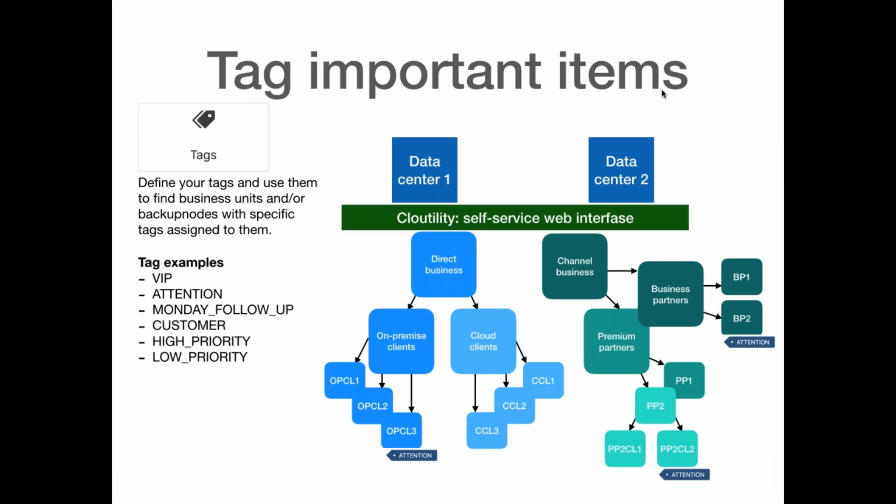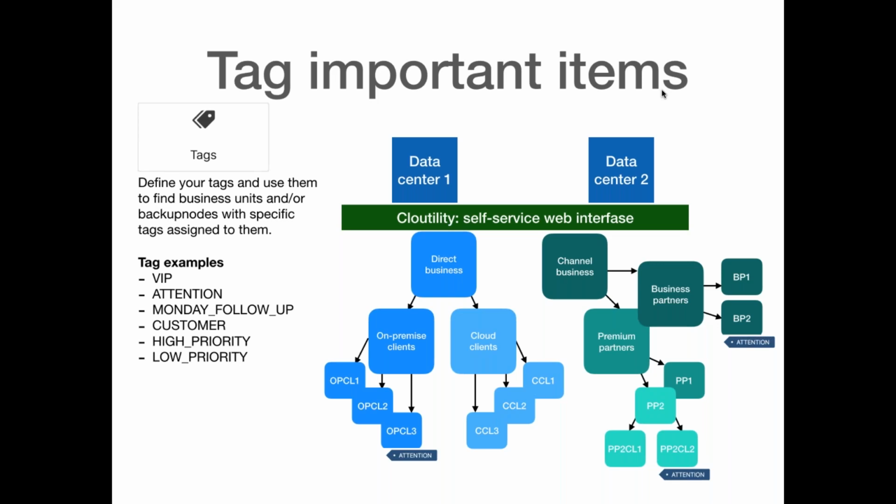Another feature in Cloudtility is tagging of business units and backup nodes, and there is a tags administration part of Cloudtility where you can define your own tags. Maybe you have backup nodes that need to be tagged with the VIP or attention tag. Maybe you have VIP customers, business units. So you can tag any business unit and any node with the tags that you need.